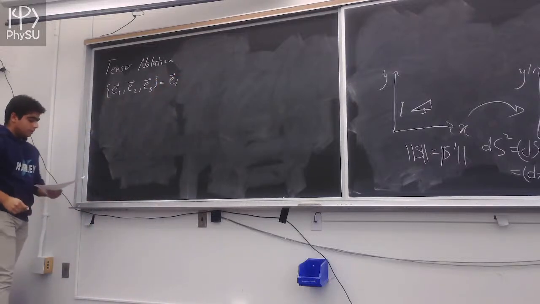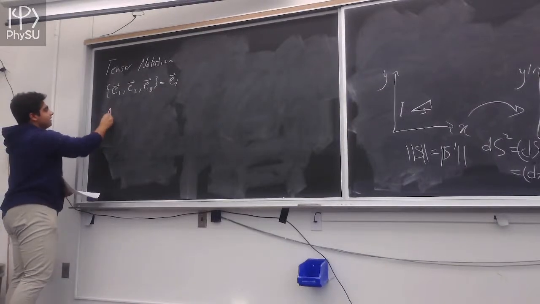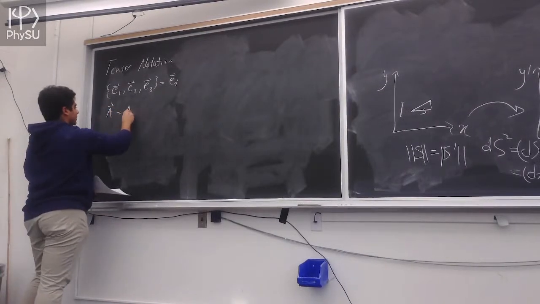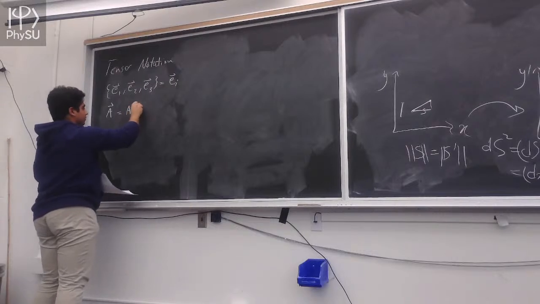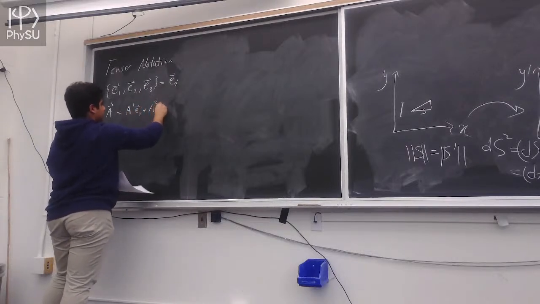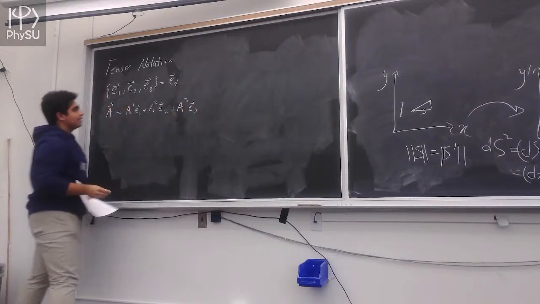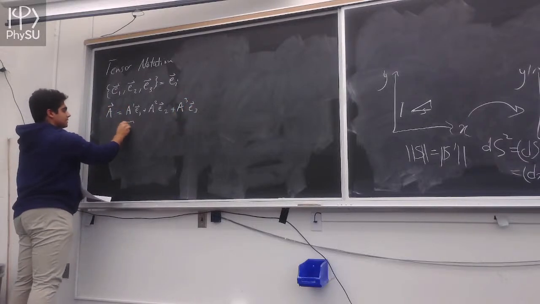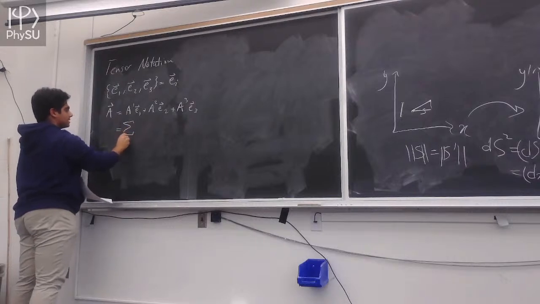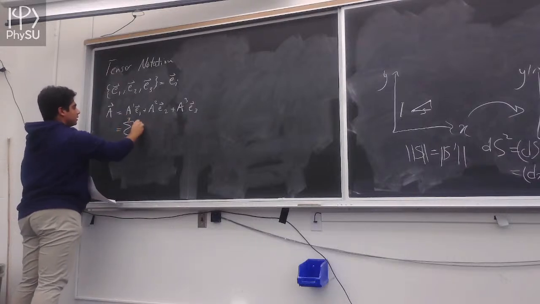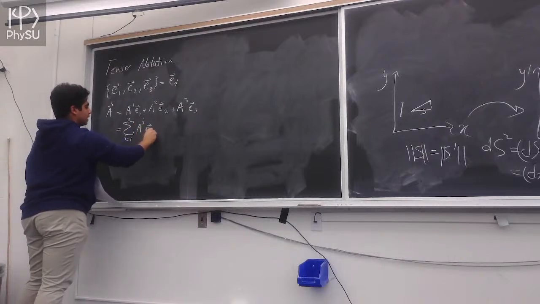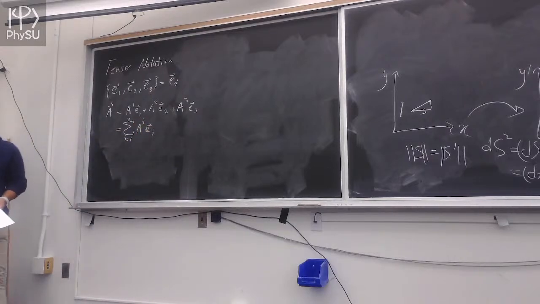Okay? So if I have some vector with components A1 E1 plus A2 E2, then I can just write this as a summation over some index i from 1 to 3 of Ai times Ei. Right?